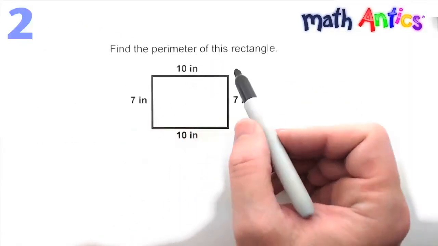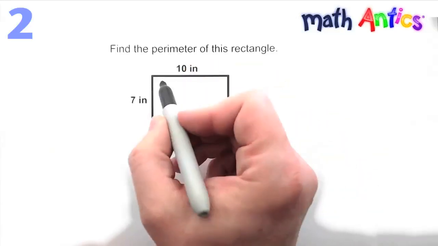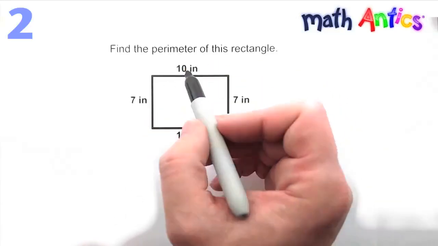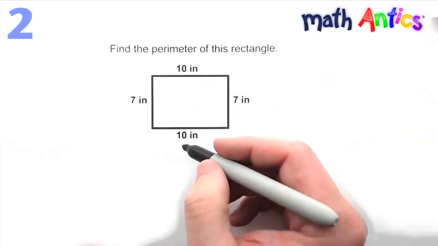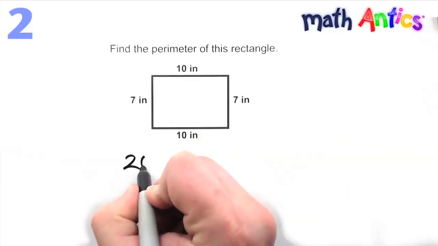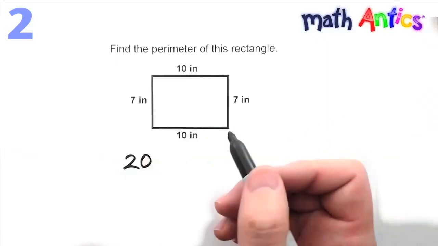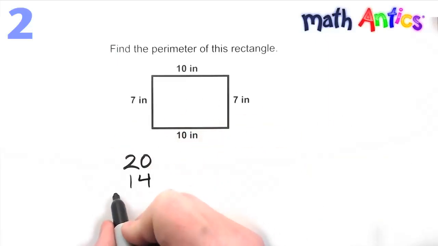And now we need to find the perimeter of this rectangle. And since rectangles have pairs of sides that are the same length, we can do a shortcut, and instead of adding up 4 separate numbers, we can just group these together. We have 10 plus 10, or 2 times 10. So we have 20 for these two edges. And then 7 plus 7 is 14 for those two edges. So we can save a little time, don't have to add up 4 separate numbers.